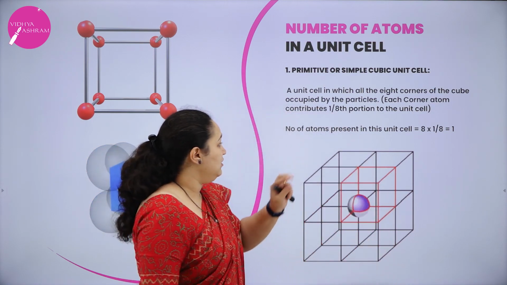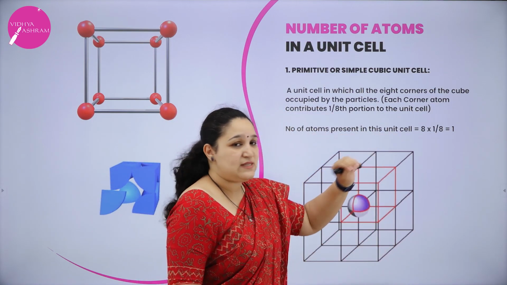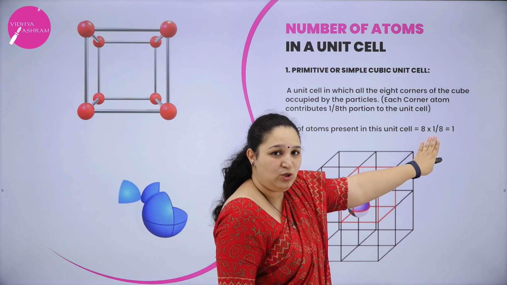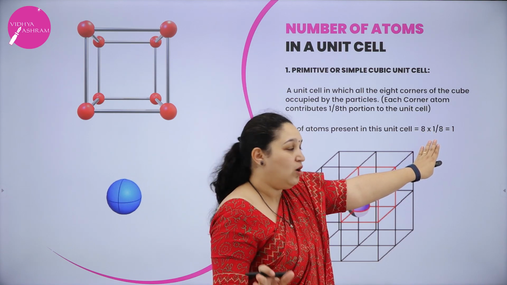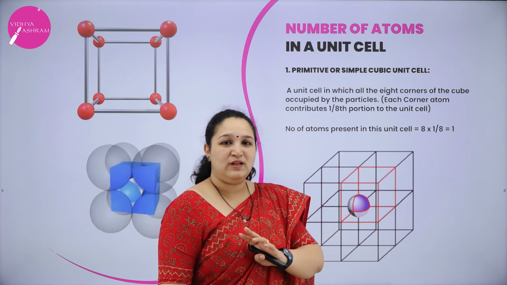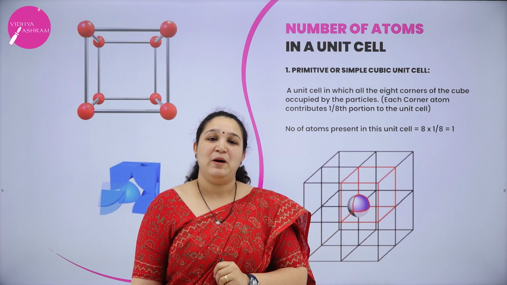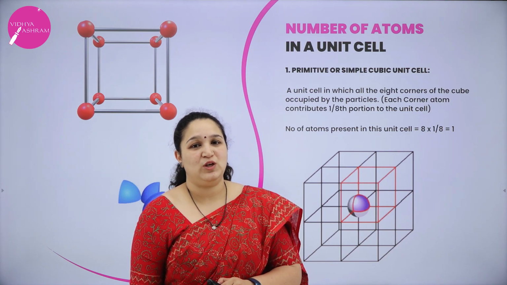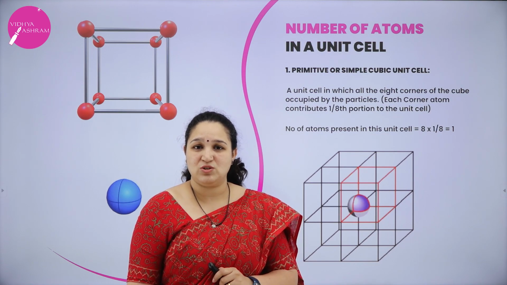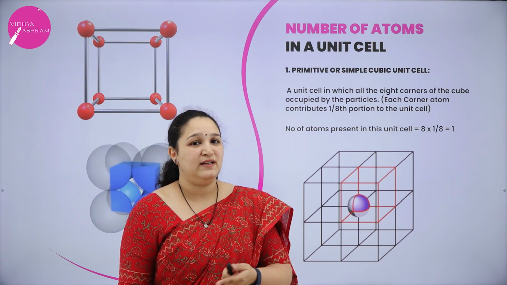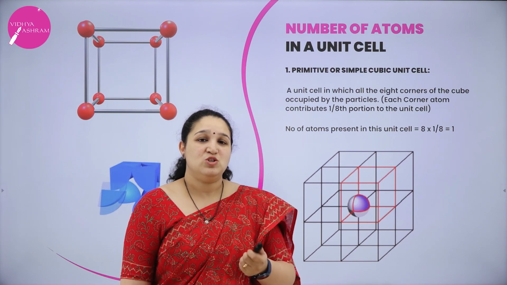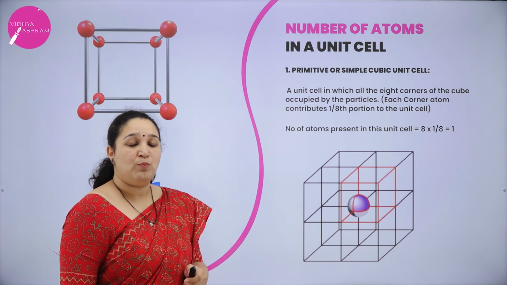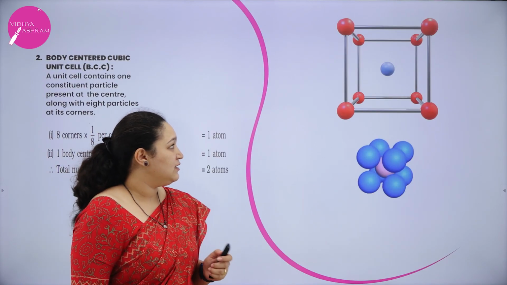You can see the calculation. Number of atoms per unit cell: 8 are there from 8 corners, and from every corner, how much am I getting? Only 1/8. So totally I have only 1 atom per primitive unit cell or simple cubic unit cell. I hope you have understood, because it is very important to understand the next 2 calculations. Next I will be moving forward to BCC, that is body centered cubic unit cell.